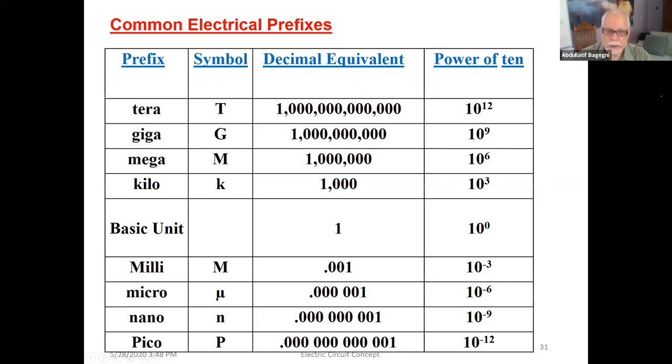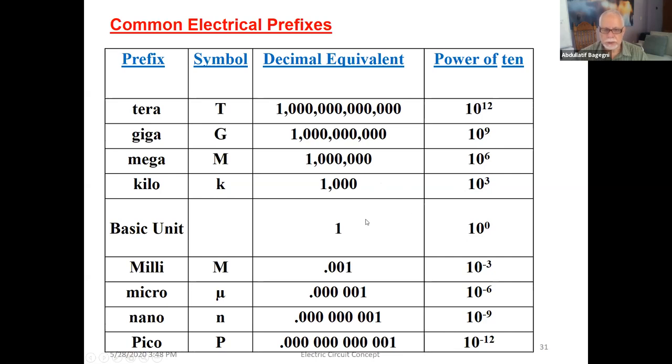Here are some common electrical prefixes. We have the basic unit, which is 1, which is 10 to the power 0. And then if we go higher, we have the kilo, symbol K, and then mega, the prefix with the symbol M, which is a million. And this is the power of 10. The reason that we use these prefixes is because it's easy to write down. So instead of writing 1,000, we only write down 10 to the power 3.